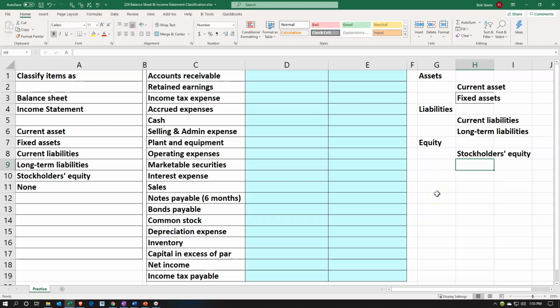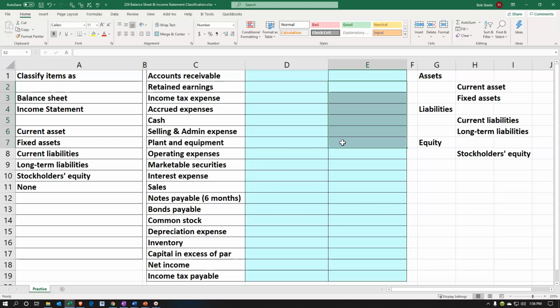Here we are in Excel. We have our information on the left-hand side. We're going to put that into the blue area in our worksheet on the right-hand side. We have our list of accounts that we're going to be classifying. In the first column, we're going to classify as to whether they are a balance sheet account or income statement account. In other words, these two items are what we will be using to classify. And then in the second column, we will do further classification.